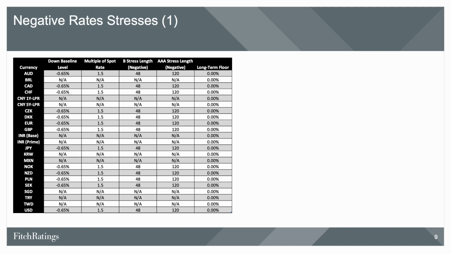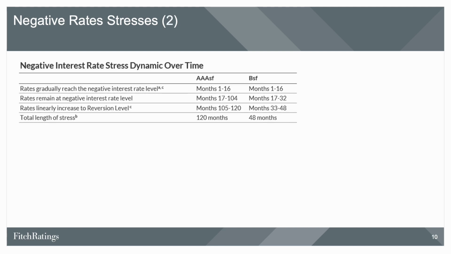Those currency bases for which Fitch does not currently assume negative rate stresses are labeled NA in the negative parameter columns. These are typically jurisdictions which do not have a track record of negative rates and for which Fitch does not deem this sufficiently likely to change. This table is taken from the criteria and shows how the all-in stress durations of 120 months at the AAA and 48 months at the single B level are decomposed into transition and plateau times. We will illustrate this on the next slide.